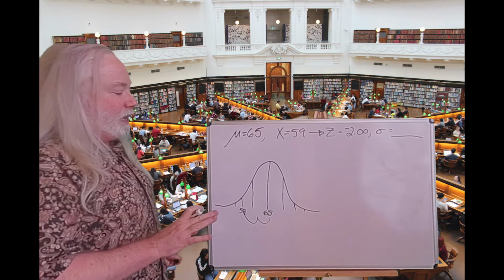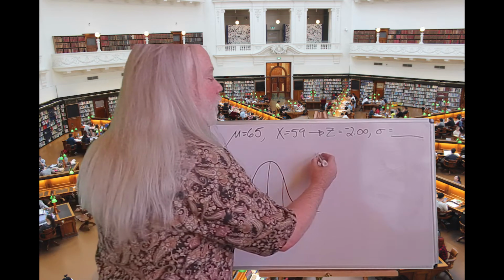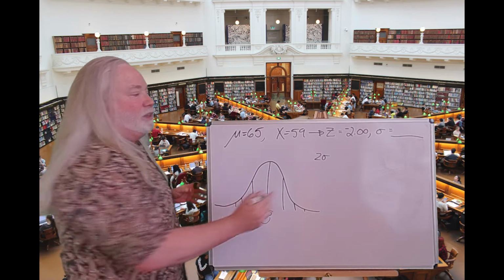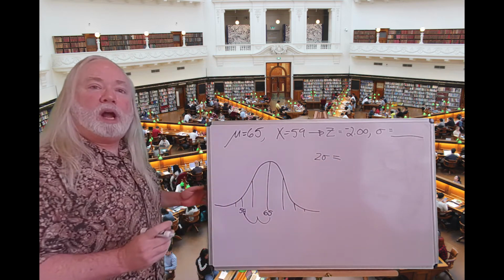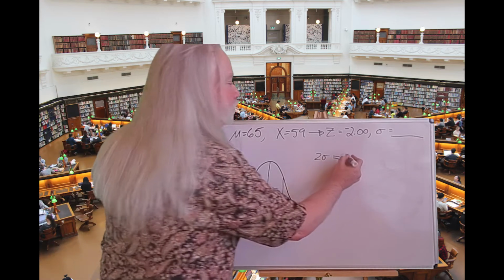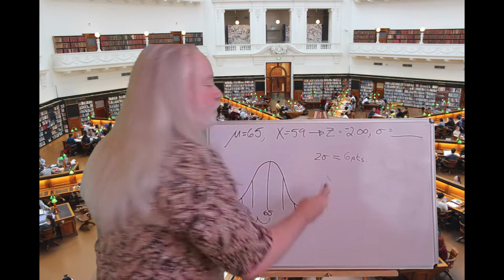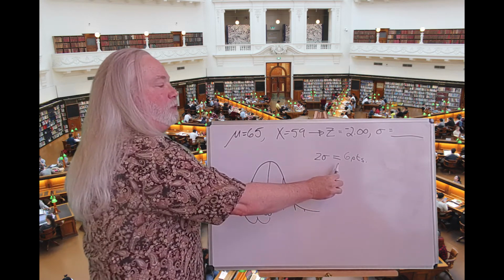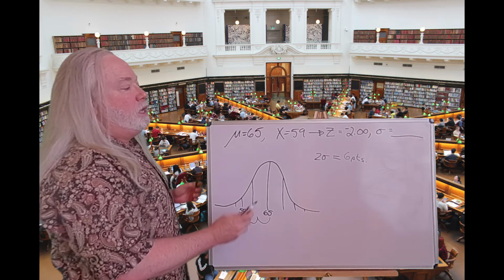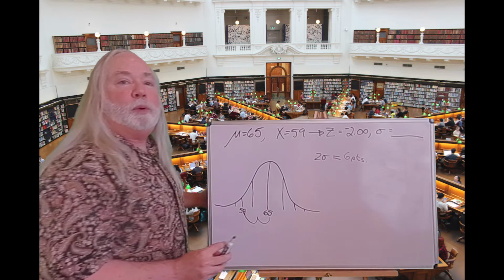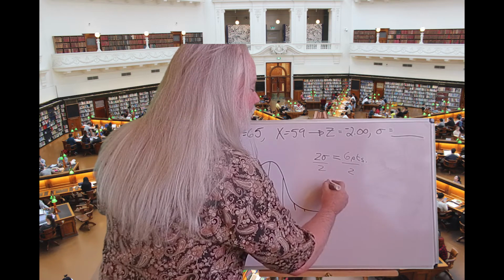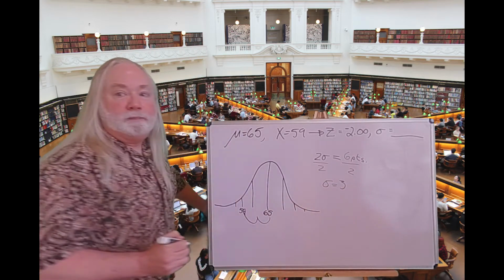So think about what we figured out here. We have figured out that if we go 2 standard deviations below the mean, that is the same thing as going how many raw score points? Well, 59 to 65, that's 6 points. So 2 standard deviations is the same thing as moving 6 points. We move 2 standard deviations, we moved 6 points down. So if 2 standard deviations is worth 6 points, what's 1 standard deviation worth? Well, obviously divide both by 2, and we find the standard deviation is 3.